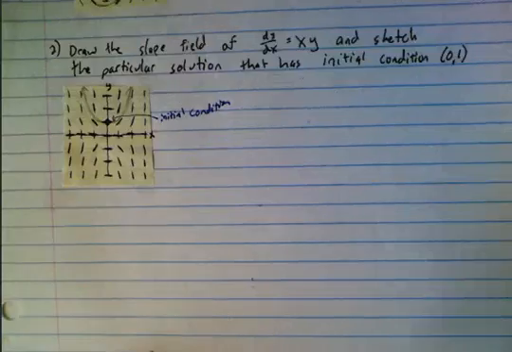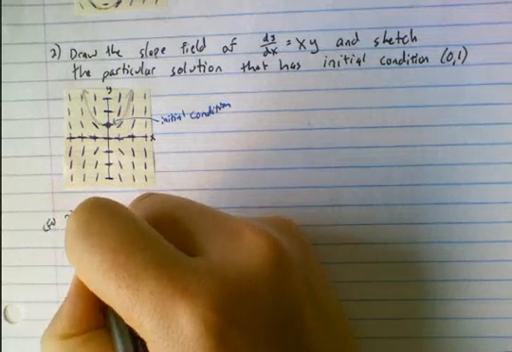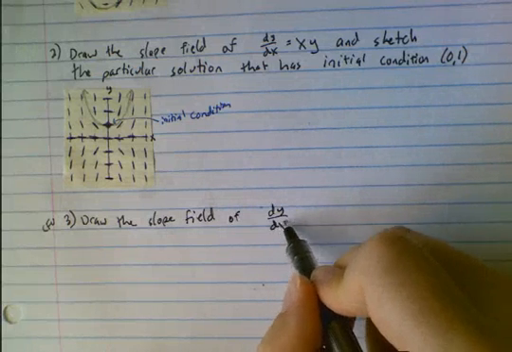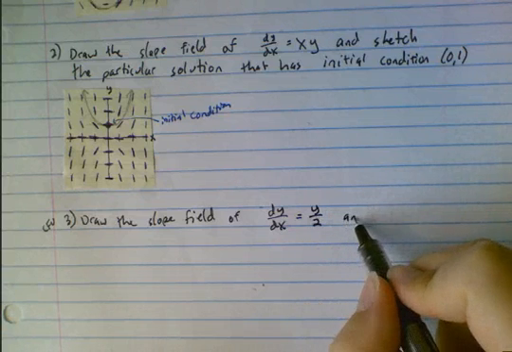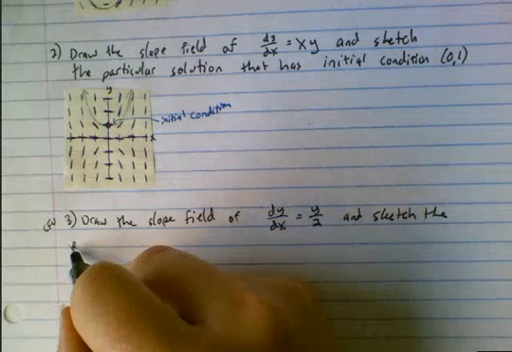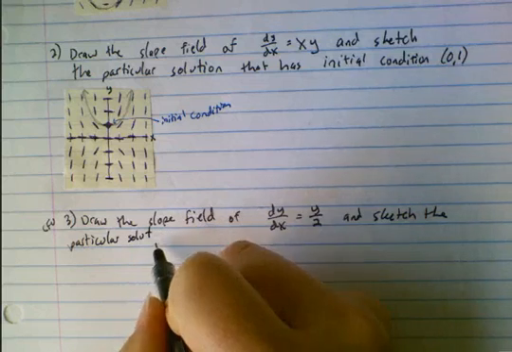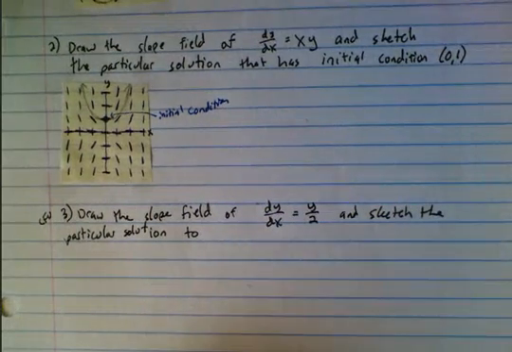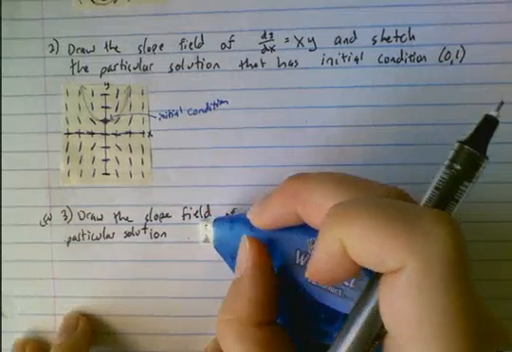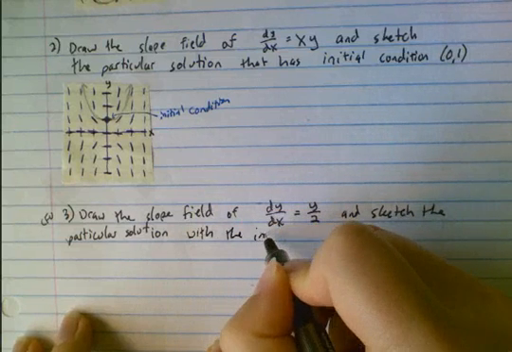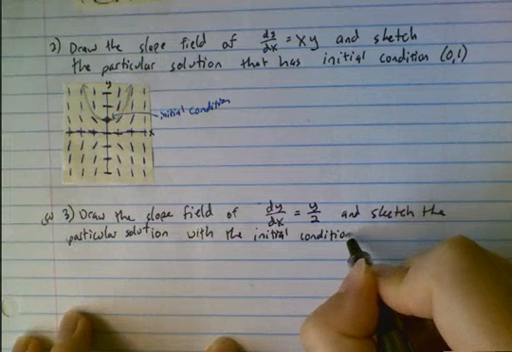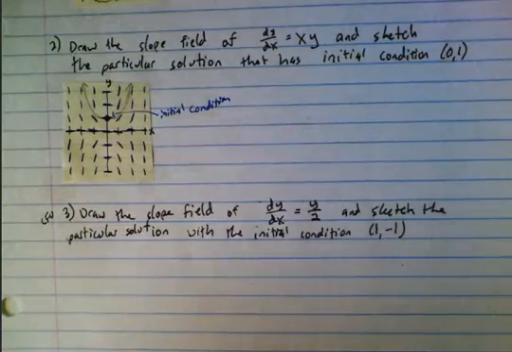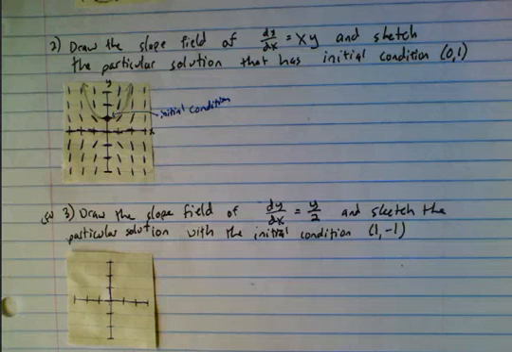Let's do a third one as a check for understanding. Draw the slope field of dy/dx equals y over 2, and sketch the particular solution with the initial condition (1, -1). Okay, go ahead and draw yourself some little axes. Try this one on your own or restart the video when you're ready. Pause the video now.